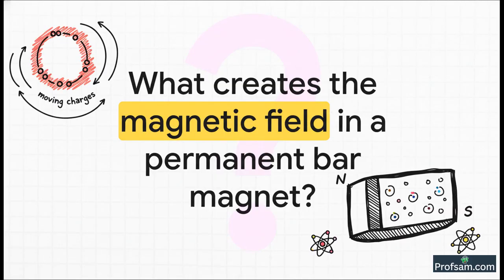We've just proved that moving charges, a current in a loop, create a magnetic field. In fact, a great scientist named Ampere suggested that all magnetism, everywhere, comes from tiny circulating currents. So my question to you is, what tiny currents could possibly be flowing inside a simple, solid, permanent bar magnet to give it its magnetic field? Think about it. The answer is hiding inside the atoms themselves.